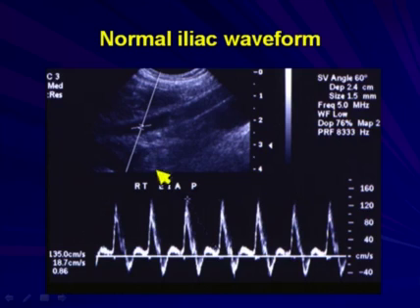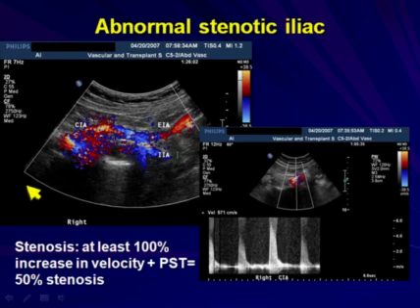This is what we want to see. This is a nice, normal, triphasic, high-resistance iliac waveform with a nice spectral window and return to forward flow after the reverse flow component. You can see that this is parallel to flow, nicely parallel and at an appropriate angle.